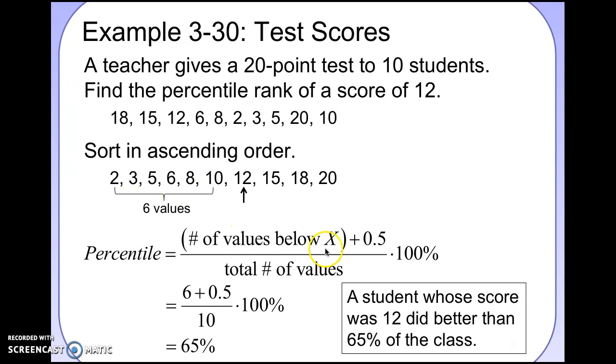So 6 plus 5/10, and then divide by how many total values are in that data set, which is 10, and then multiply by 100. This gives you 65%. So a student whose score was 12 did better than 65% of the class.